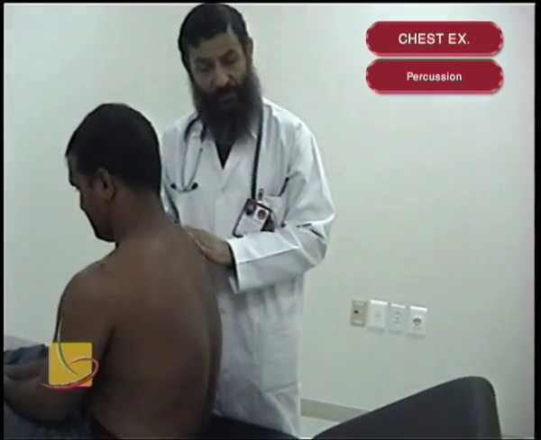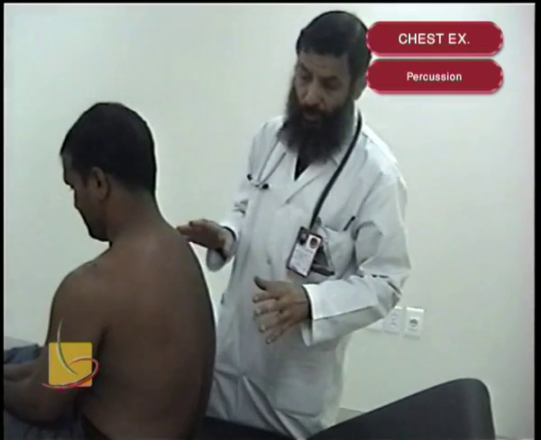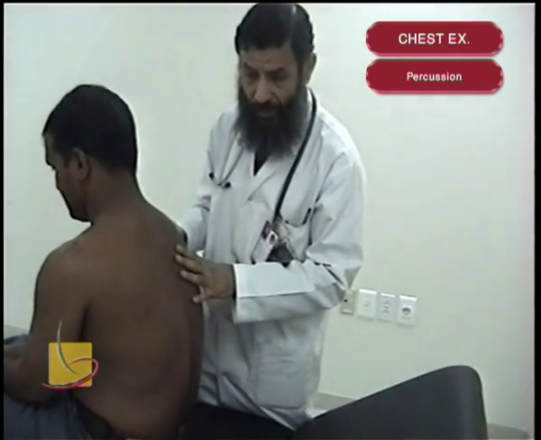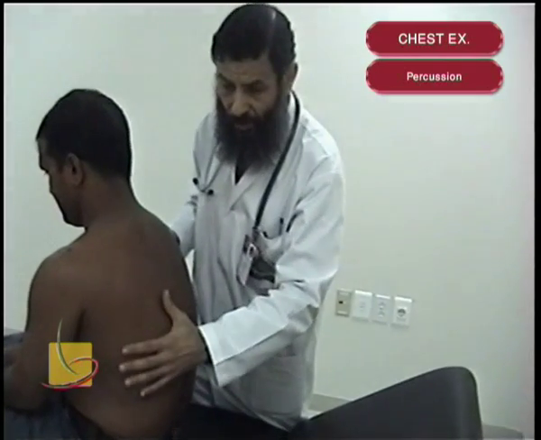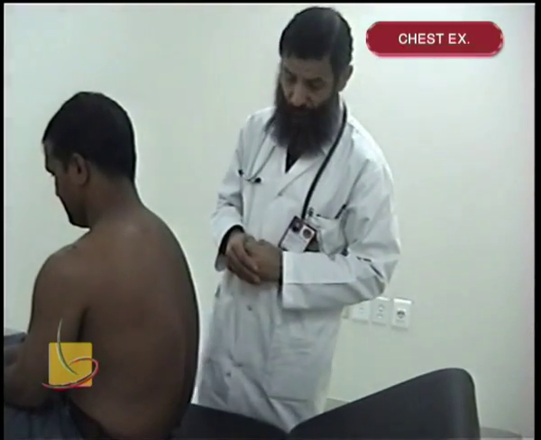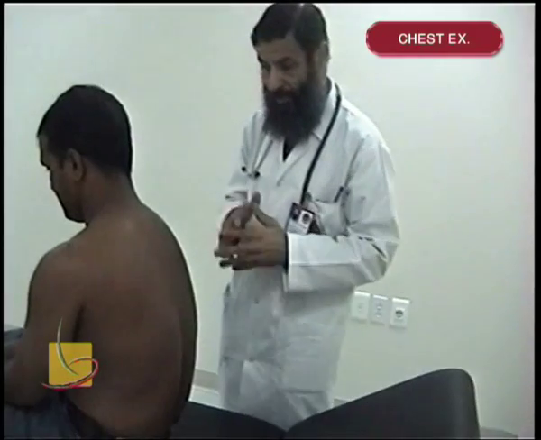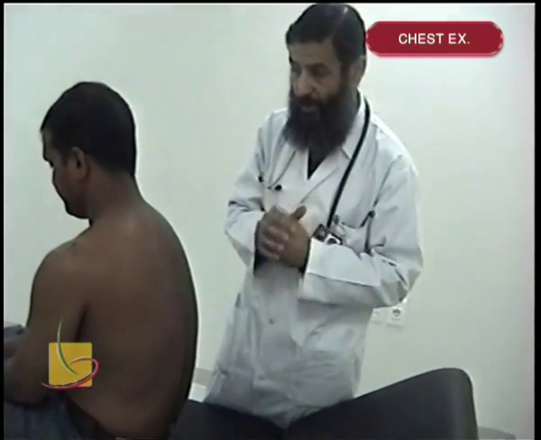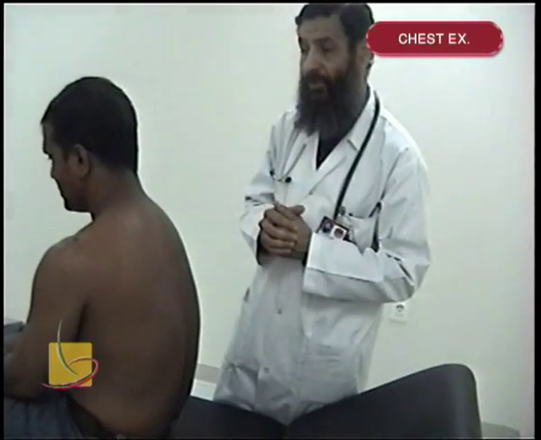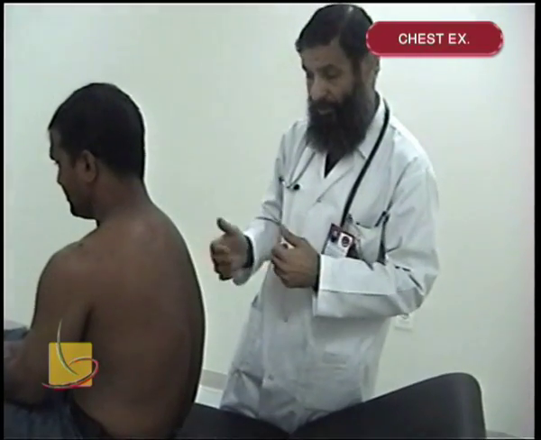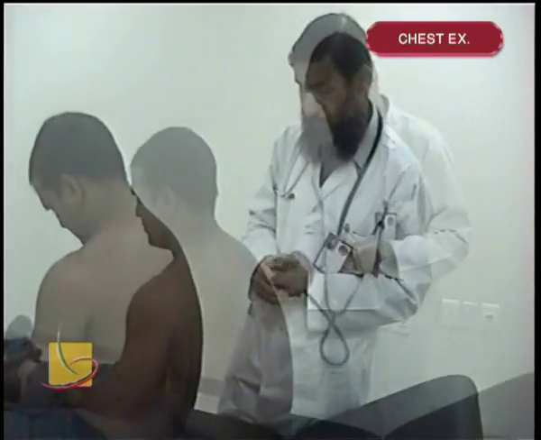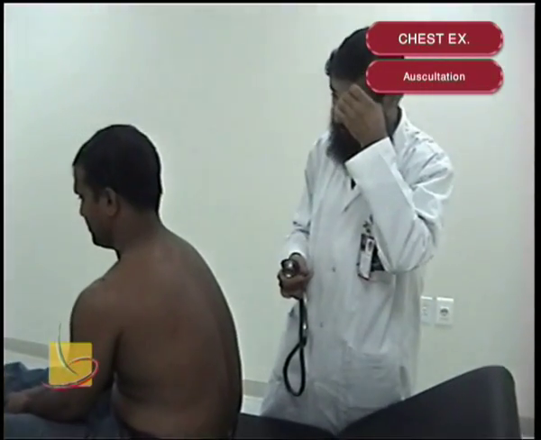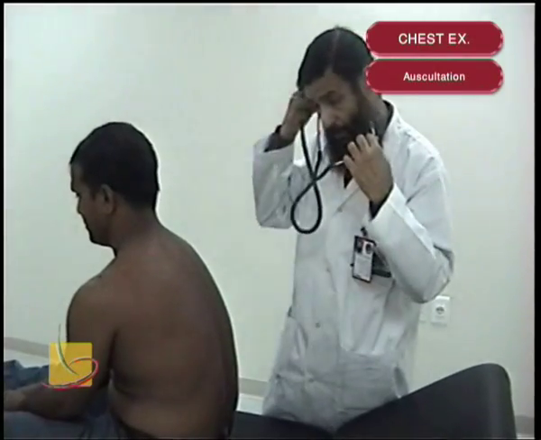Hyperresonance, on the other hand, is seen in patients with obstructive airway disease or during an acute attack of bronchial asthma or sometimes in cases of pneumothorax. So don't forget when you percuss to recall in your mind the differential diagnosis of dullness and differential diagnosis of hyperresonance in one side or in both sides. Then we start again by auscultation, which is the final part of chest examination.